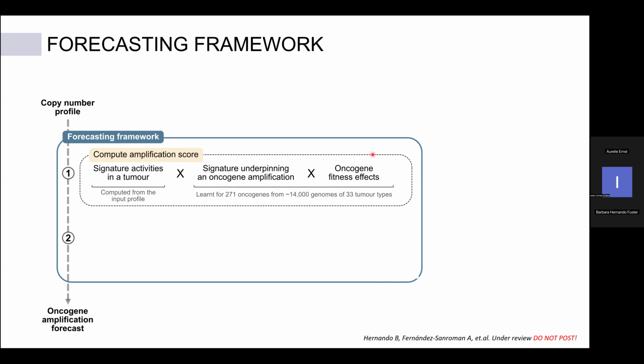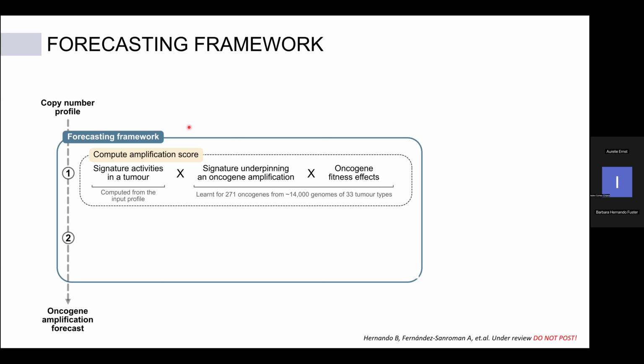And then we also have a different term that is capturing the fitness effect of acquiring this oncogene amplification per tumor type. And for that, we use GISTIC, a software that is normally used for computing positive selection at copy number level.